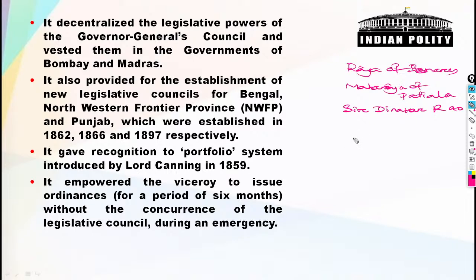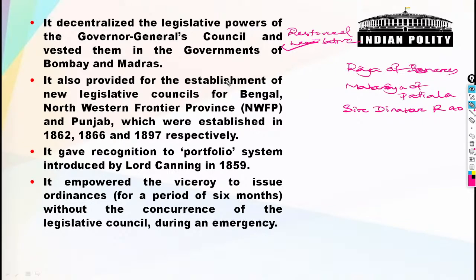It restored the legislative powers of the Bombay and Madras presidencies. These were centralized under the 1773 Regulating Act, and now they were decentralized, and the Bombay and Madras presidencies were given legislative powers.